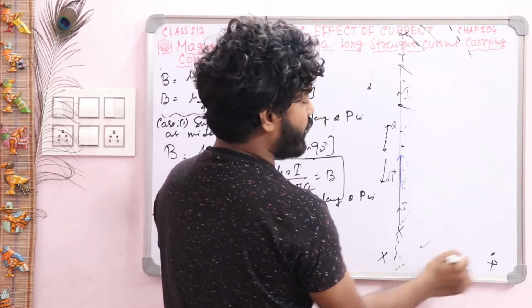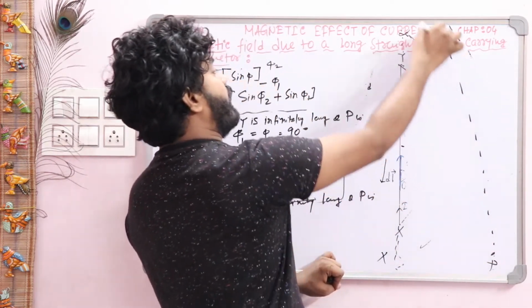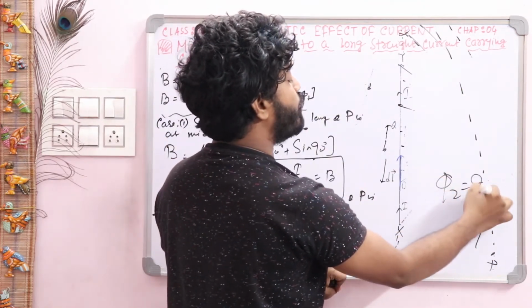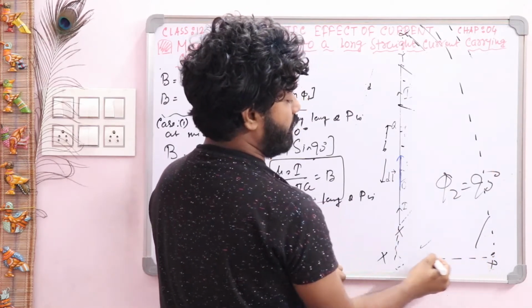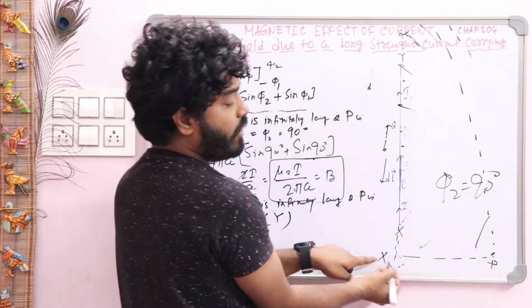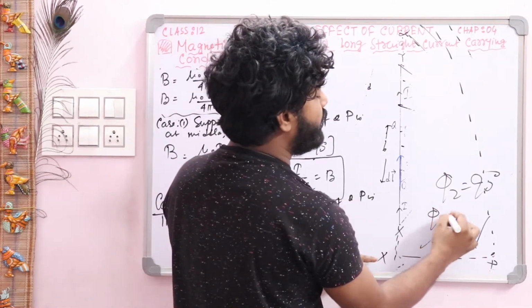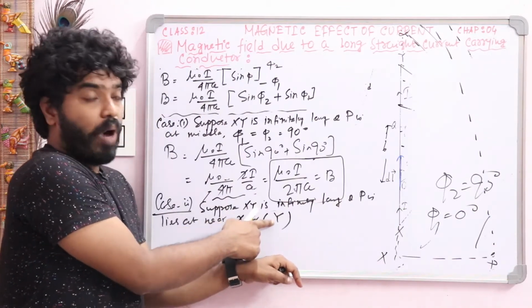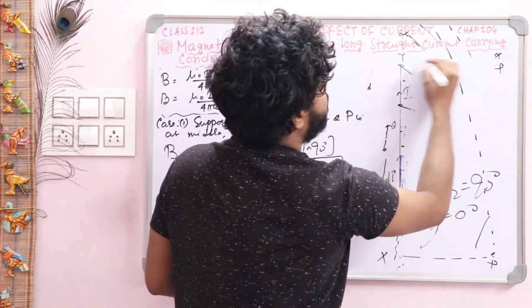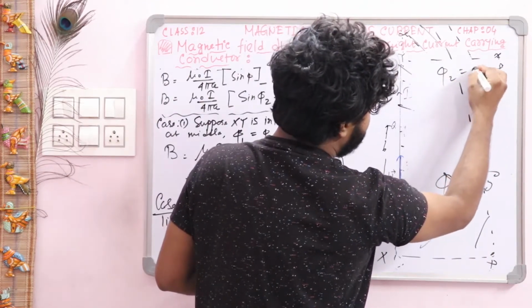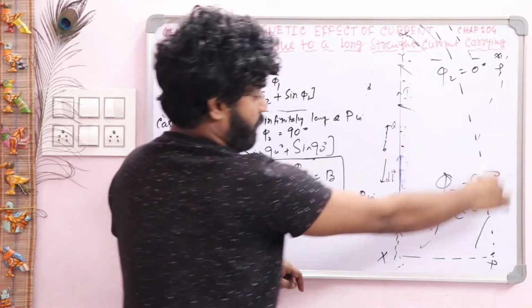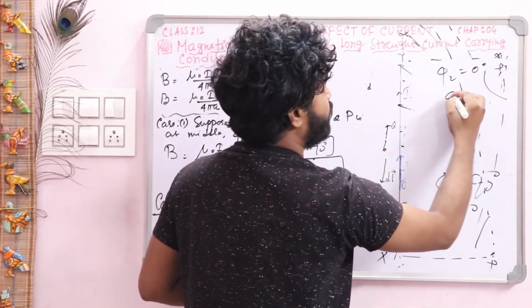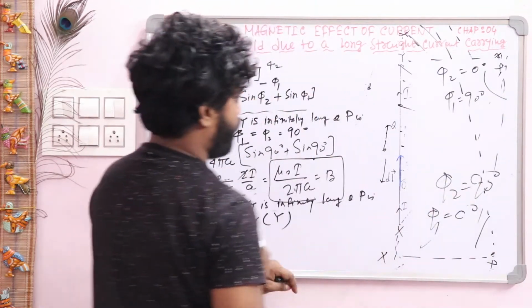So for this condition, you see infinitely long, so this angle, that is the value of phi 2, will be 90 degree, but the point P lies near x, so the value of phi 1 is 0. And the same way, when the point P lies near y, in that condition the value of phi 2 will be 0, but you see, perpendicular, this one infinitely long, so this angle, that is phi 1, will be 90 degree. So write it.